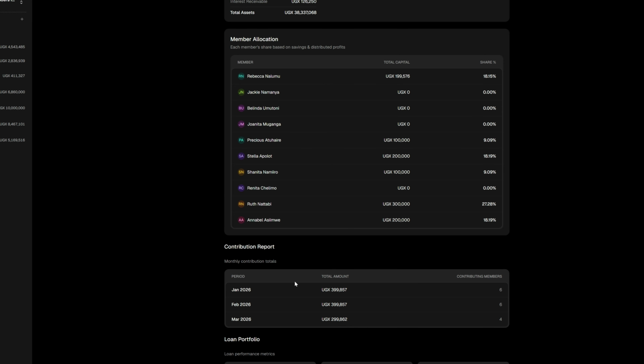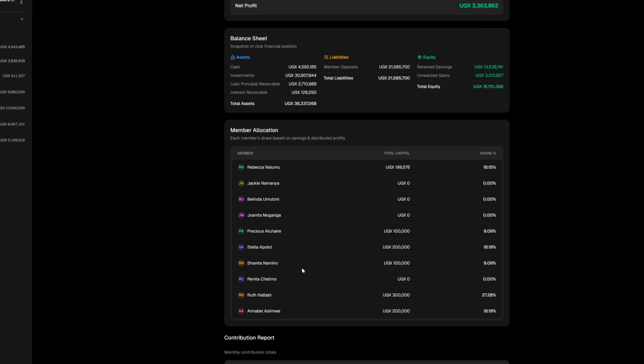Member allocation. This report shows each member's share of the club's total capital for the reporting period. What makes this report insightful is that it goes beyond just savings, and it includes any profits that have been distributed to each member as well. The column shows total capital, which is savings plus distributed profits. And from that, each member's percentage share of the whole is calculated.